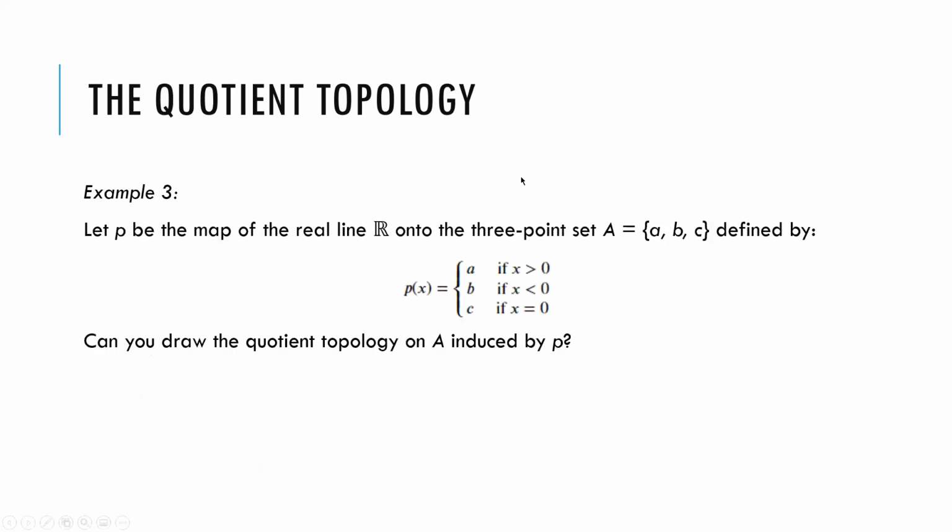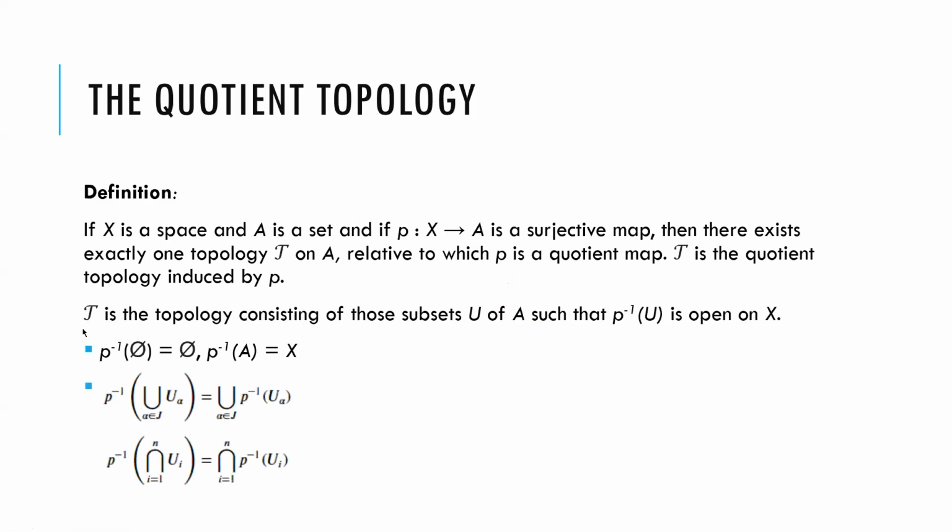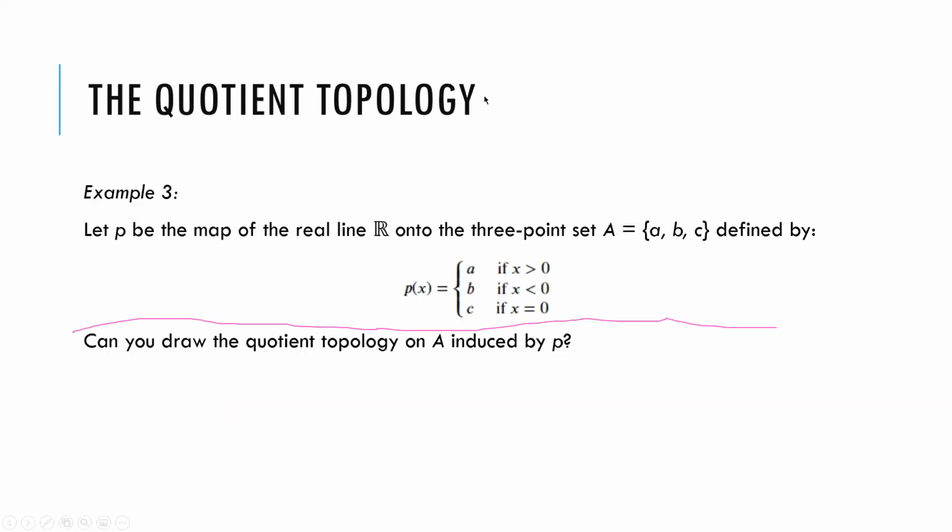So our next example is we have P, which is the map of the real line R onto the 3 points A, B, C, defined in this way. So P of X equals A if X is greater than 0, B if X is less than 0, and C if X is equal to 0. Do you think you can use our definition for T given here on this slide to draw the quotient topology of example 3? So what we need is that every inverse image of a set would be open.